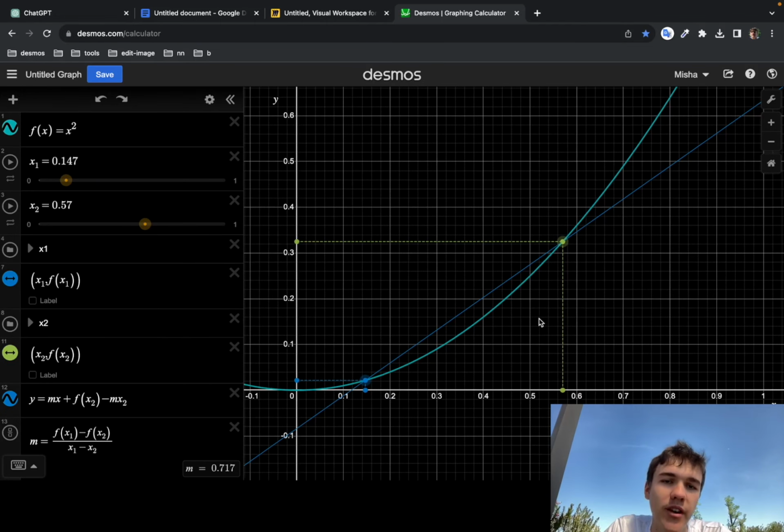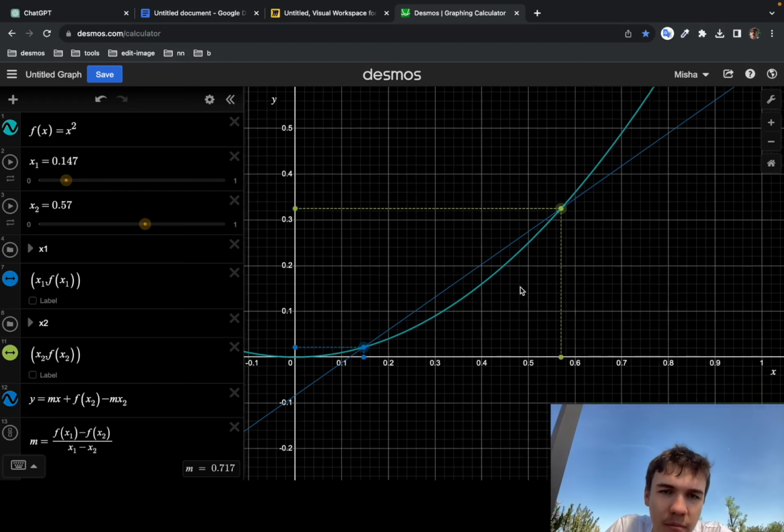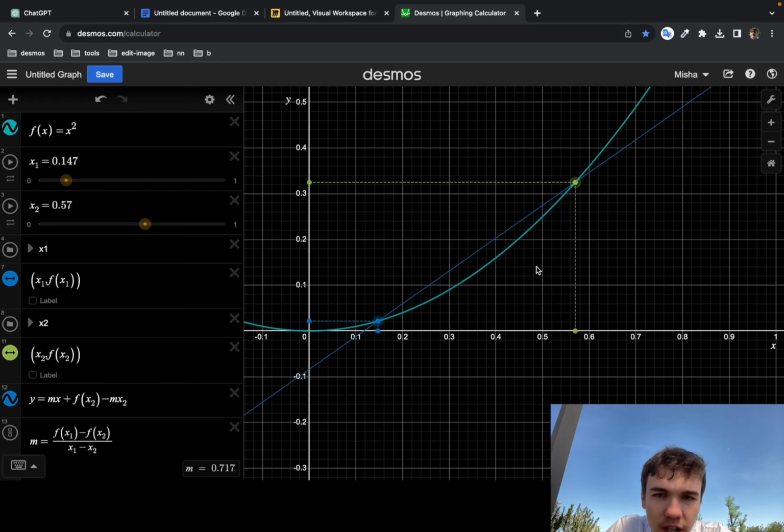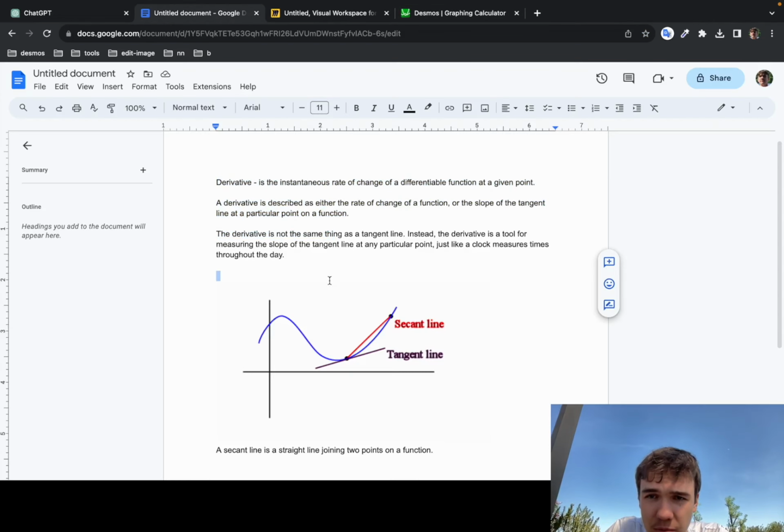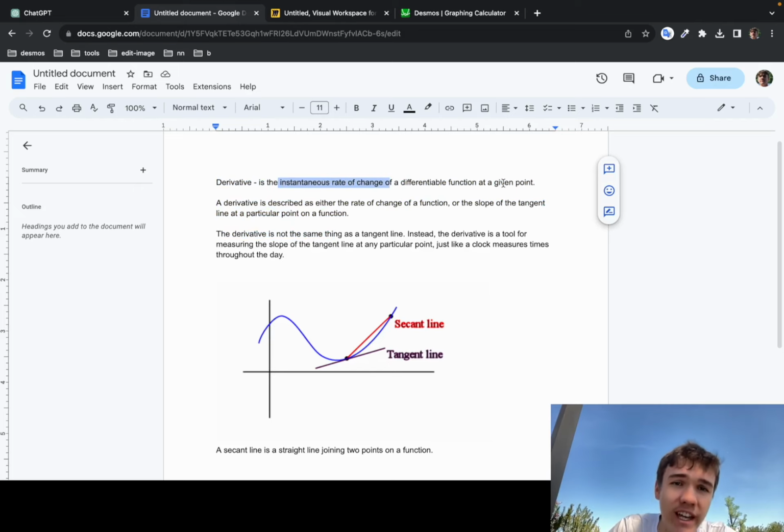All right, so we're almost done with our derivatives. So how can we actually find the derivative? What is our derivative actually? It is the slope of the tangent line. You might have a question: how can we find it? Okay, let's find it. Basically, the derivative is an instantaneous change, as we saw here, the instantaneous rate of change of a function at a given point.